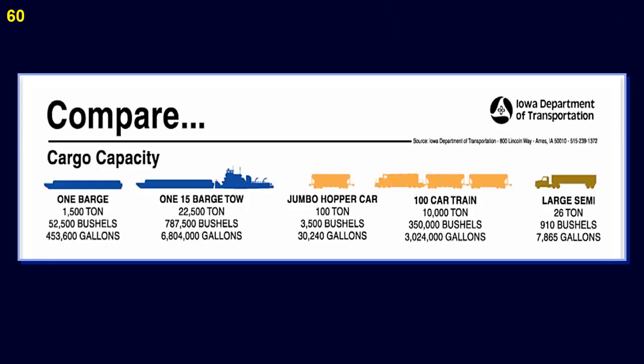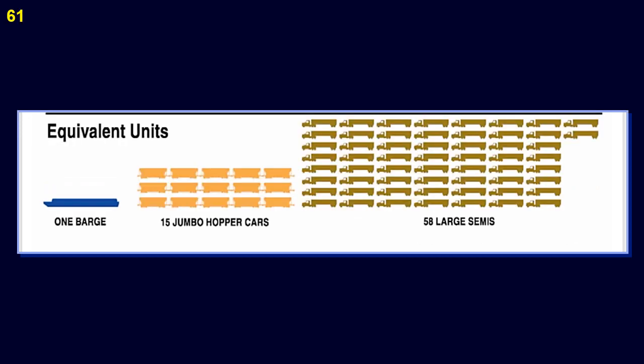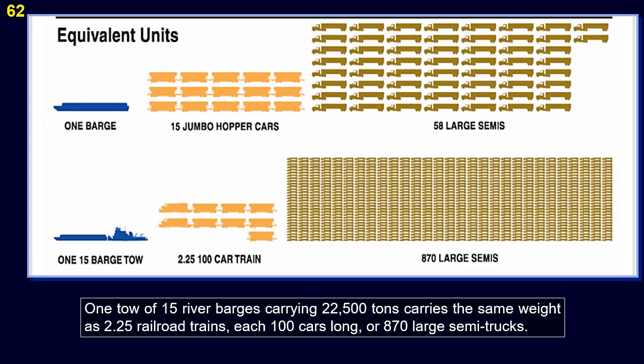Chapter 6. Except for ocean freight, the river barge is the most cost-effective and environmentally responsible mode of transport. One river barge carrying 1,500 tons carries the same weight as 15 large hopper-type rail cars or 58 large semi-trucks. One tow of 15 river barges carrying 22,500 tons carries the same weight as 2.25 railroad trains, each 100 cars long, or 870 large semi-trucks.